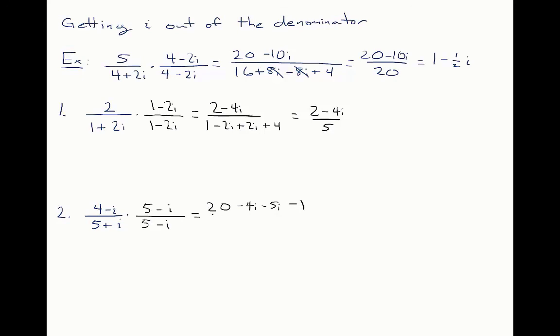You've got to be really careful with your signs. This one on the bottom, we're going to get 25, and I know that the imaginary terms are going to cancel out, and I get plus 1. So I get 19 minus 9i divided by 26. So that's just a handy trick. Oh, and some other funny thing I wanted to show you, and it always surprises me to see this: when you take 1 over i and you multiply times i on the top and the bottom, what you end up with is minus i.